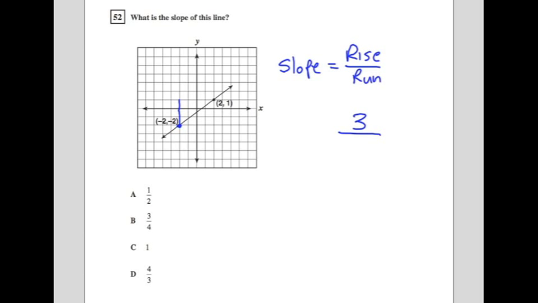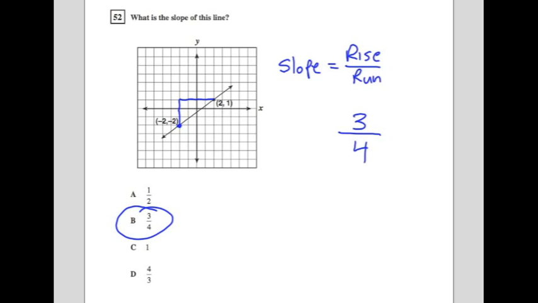So it's positive, and now it looks like I'm going to have to go to the right to get to this dot, so I know my denominator is also going to be positive. So let's see how many it takes. 1, 2, 3, 4. So clearly you can see that my rise over run, or my slope, is 3/4, and it's going to be B.